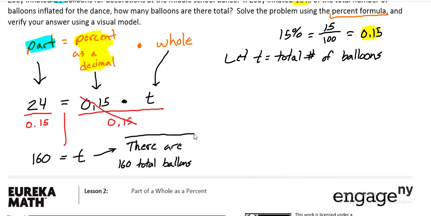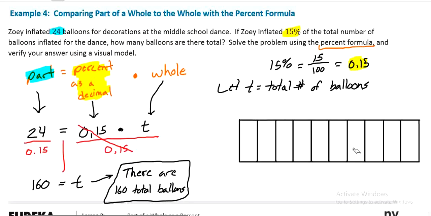Remember, we always got to end with a statement that shows that we know what we're talking about. So they want us to verify our answer using a visual model. We'll do that real quick. That visual model is going to be very similar to what we did in the examples in the last lesson. So there we have it. I drew the beginning of a tape diagram. I'll put the percent up here this time, 100% down at this end.